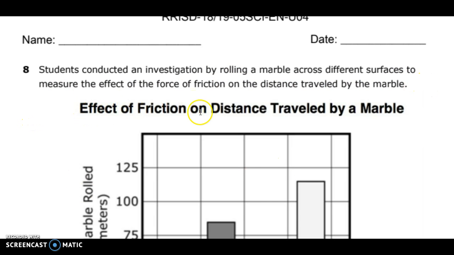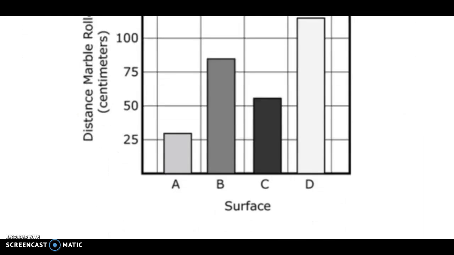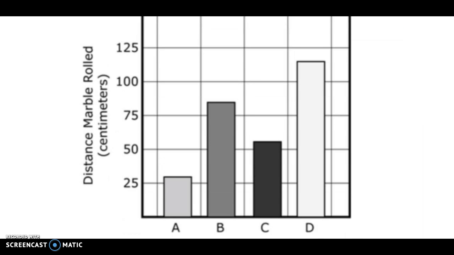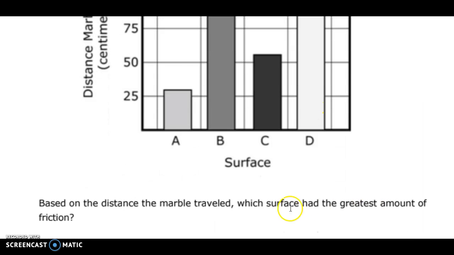Effect of friction on distance traveled by a marble. Distance marble rolled in centimeters: 25, 50, 75, 100, 125. A, B, C, D. Surface A, surface B, surface C, surface D.